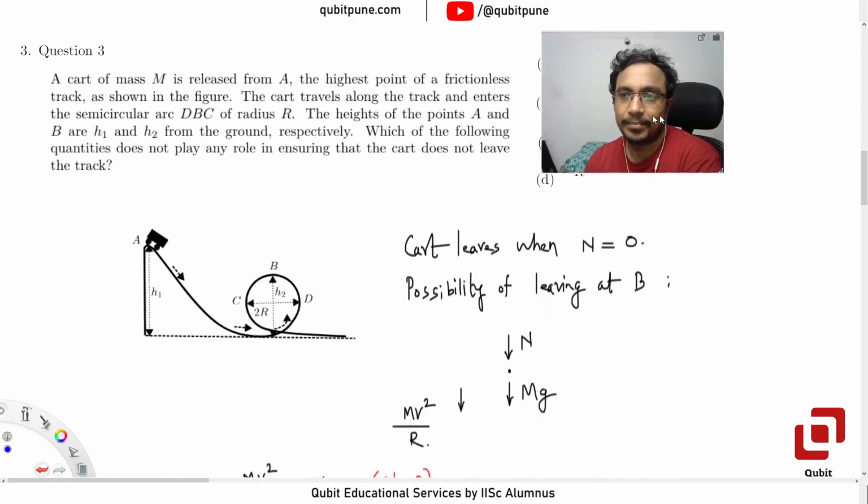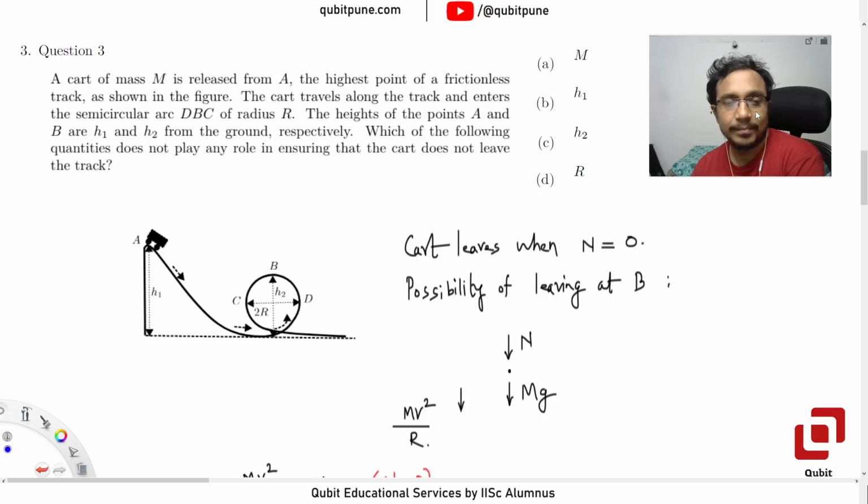Question 3. A car of mass m is released from the highest point of a frictionless track, as shown in the figure.